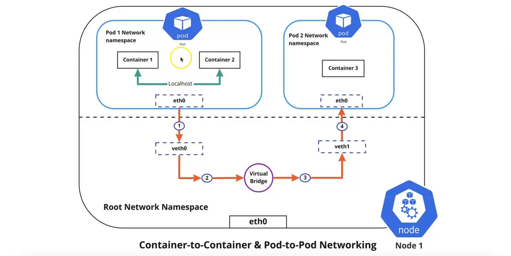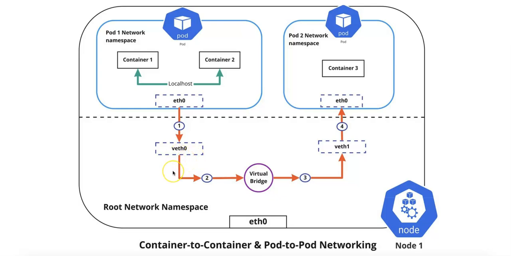The traffic originates from eth0 inside pod 1, and every pod in Kubernetes has its own network namespace, which includes an Ethernet interface, or eth0. When container 1 or container 2 in pod 1 sends a network request, it leaves eth0 and enters veth0, the virtual Ethernet pair that connects the pod's network namespace to the node's root network namespace.